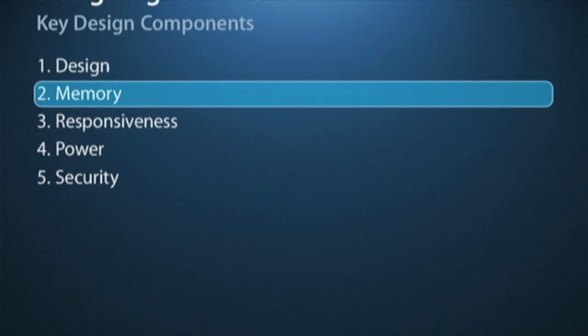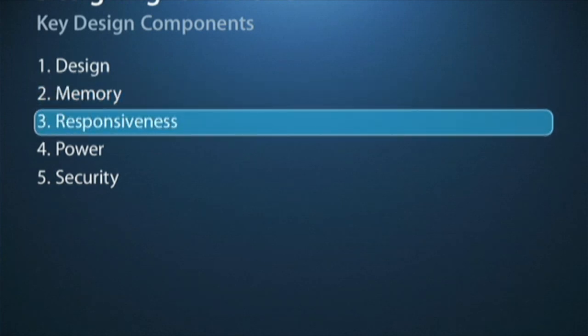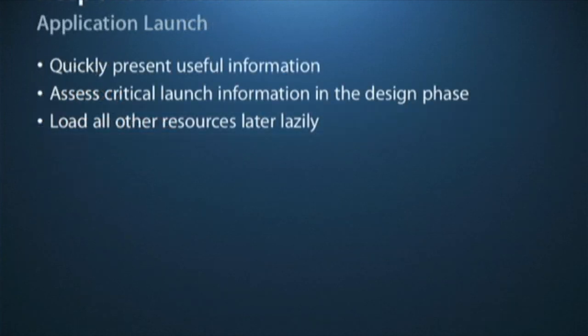Now that we've covered memory, let's move on to responsiveness. The very first impression that your user has of your software is the application launch. You want this to be quick, snappy, and responsive. As I mentioned earlier in this video, you want to assess what information is critical for launch during the design phase, and make sure you present this information to your user quickly. Remember, besides the data that is critical for launch, no other data should be loaded at this time. It can be loaded lazily later.